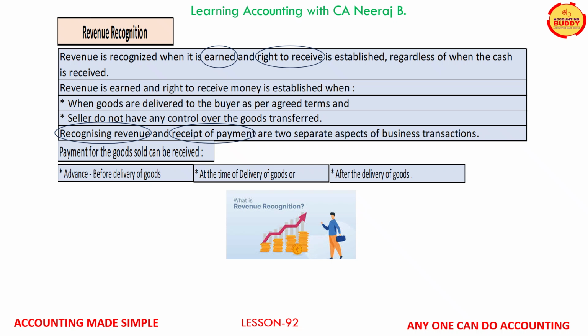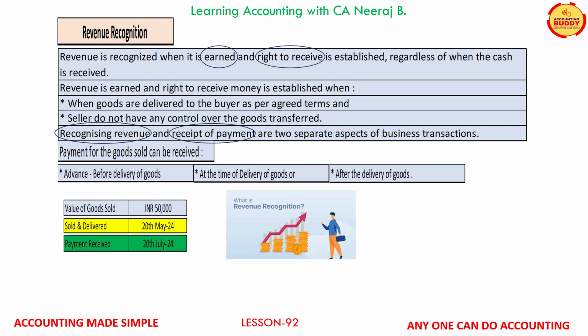Let us take an example. If the value of the goods sold is, say, INR 50,000 and the goods are sold and delivered on 20th of May 2024, however, the payment is received after 2 months on 20th of July 2024. In this case, the sale is recorded as realized in the month of May and the transaction shall be recorded on 20th of May 2024 irrespective of the fact the payment is received on 20th of July.